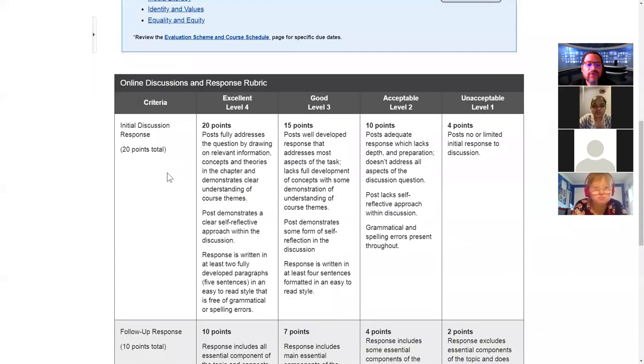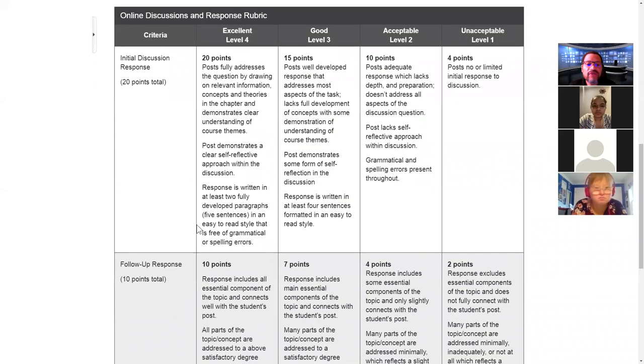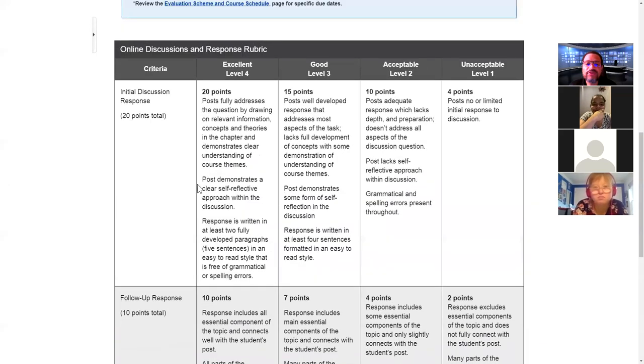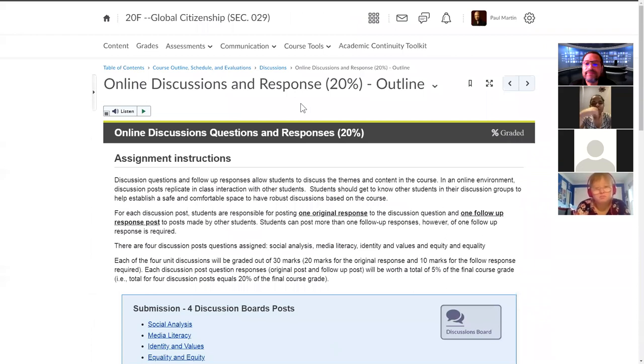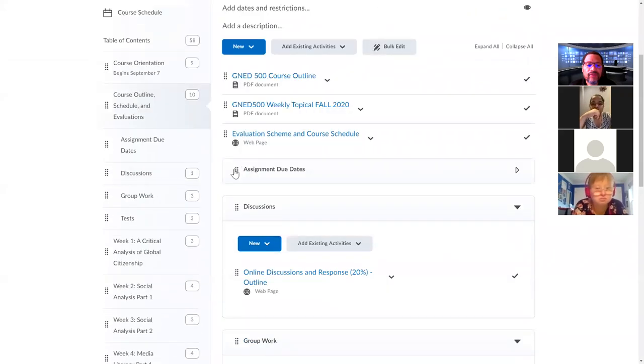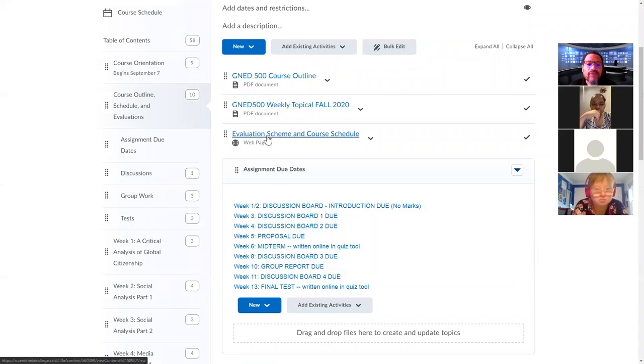Initial post, 20 points, follow-up, 10 points. So again, you make a really good post, but if you put a one-liner, you'll get this response: excludes any essential components, does not connect with the student's post, just basically addressing minimally. Hi, that was really a great post you did today. That's it. You'll get this, right? If you have a little more discussion, you'll get more points. So this marking scheme is based on how you respond to the person's initial post, okay? And we'll get to this.